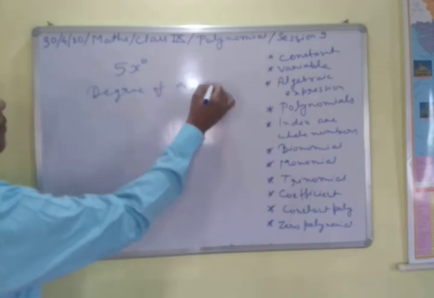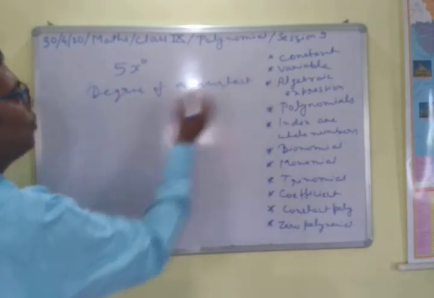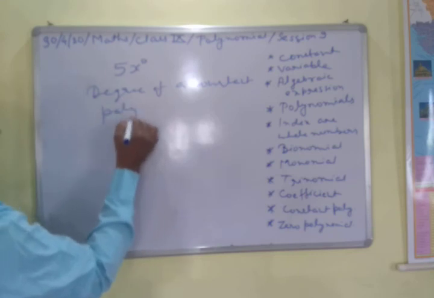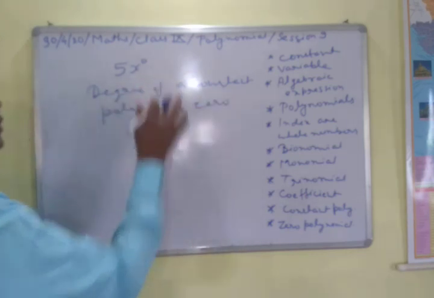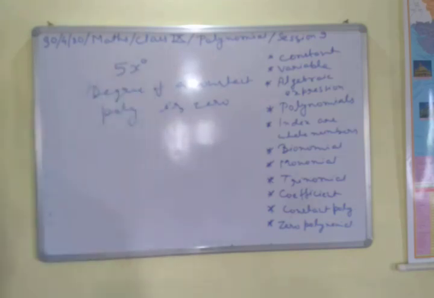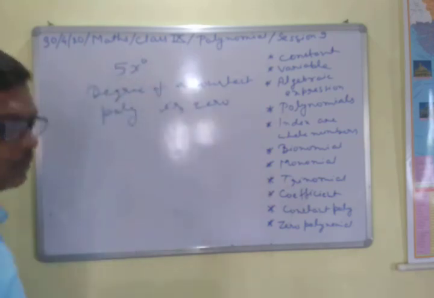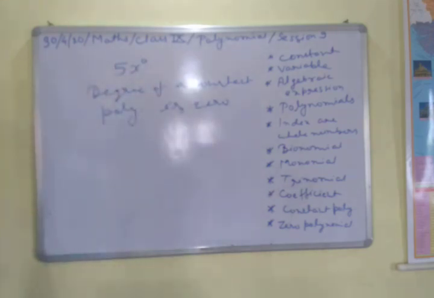Degree of a constant polynomial is 0. So remember this, that 5 is also a polynomial, but its degree is 0. So this is a constant polynomial.